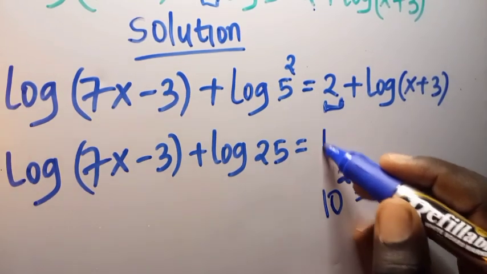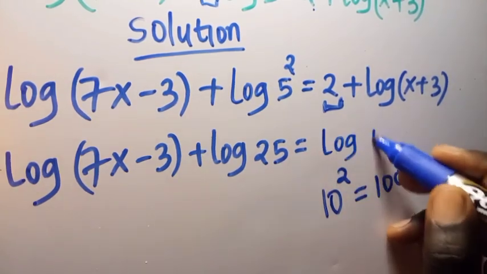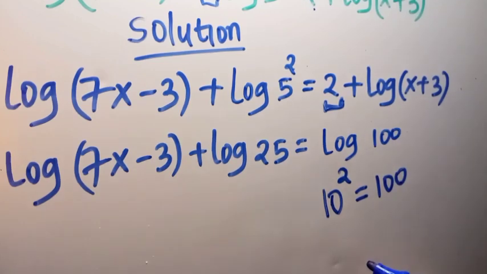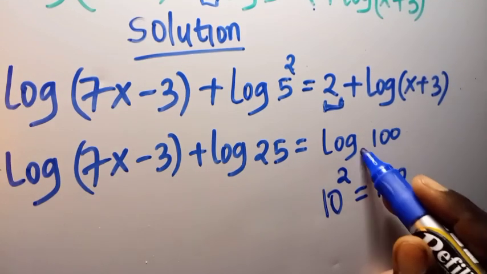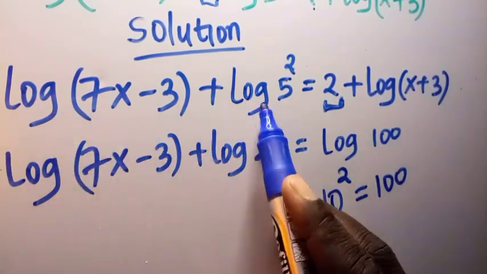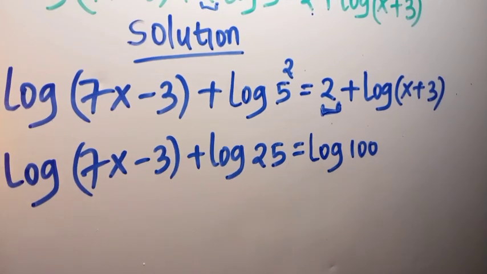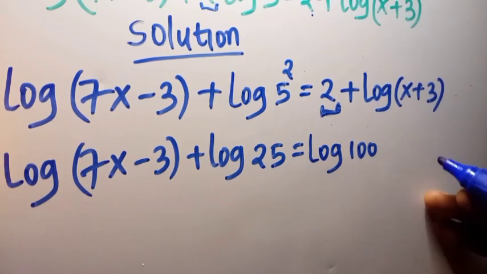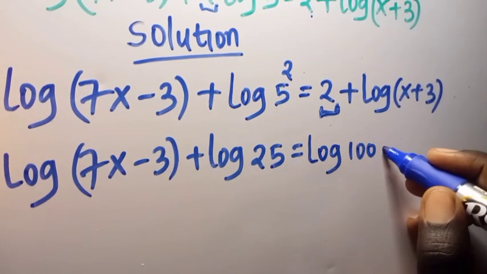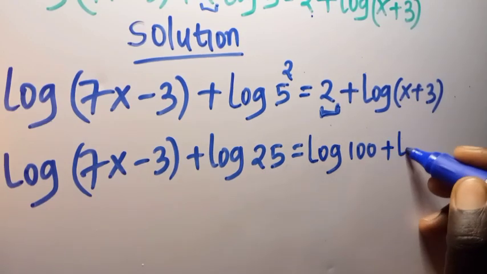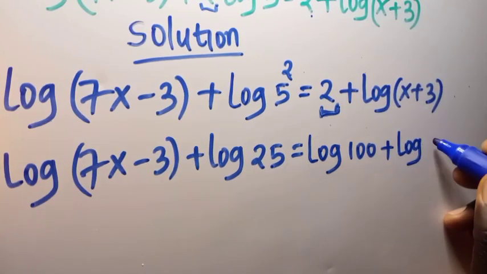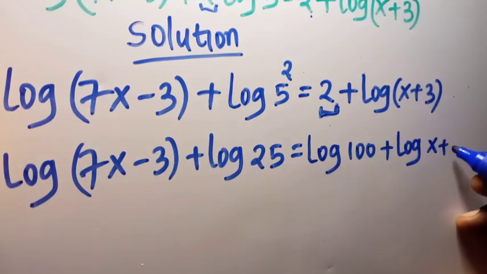We shall have the logarithm of 100 to base 10. But these other logarithms, we have not written the base, and therefore, we can write it as a logarithm of 100. Now, we have logarithm of 100 instead of 2. Then plus the logarithm of x plus 3.